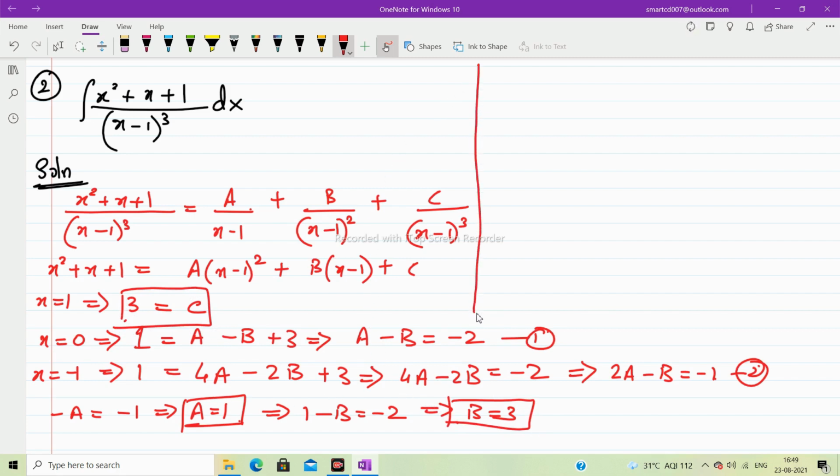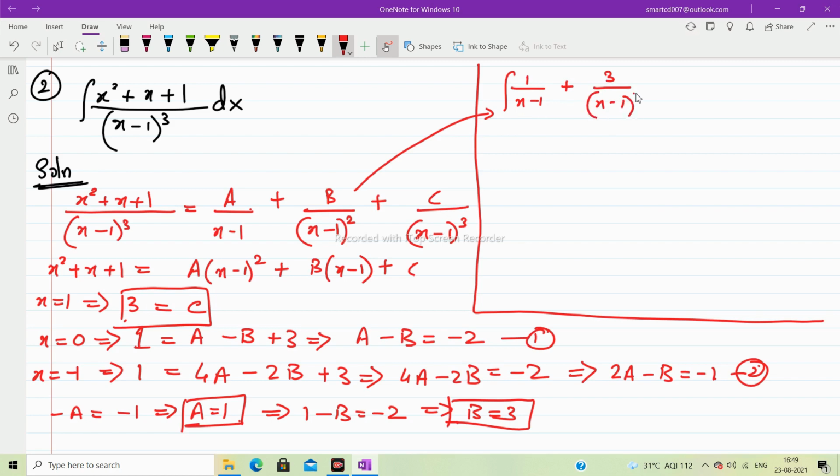So let's do it here. So we just need to integrate this part. So let's do that. So a is what? A is 1. So we have 1 upon x minus 1 plus b. B is what? 3. 3 upon (x minus 1) the whole square plus c. C is what? 3. 3 upon (x minus 1) the whole cube dx.